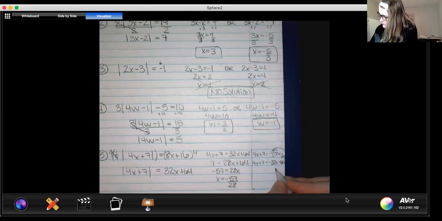So I'm going to add the 32x over, get 36x plus 7 equals negative 64. Subtract the 7, 36x equals negative 71. And divide, and I get negative 71 divided by 36.